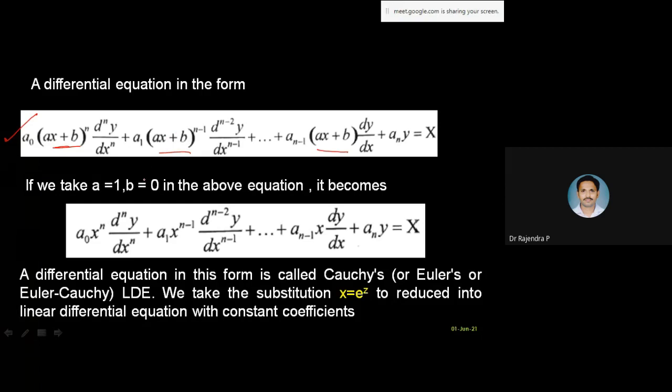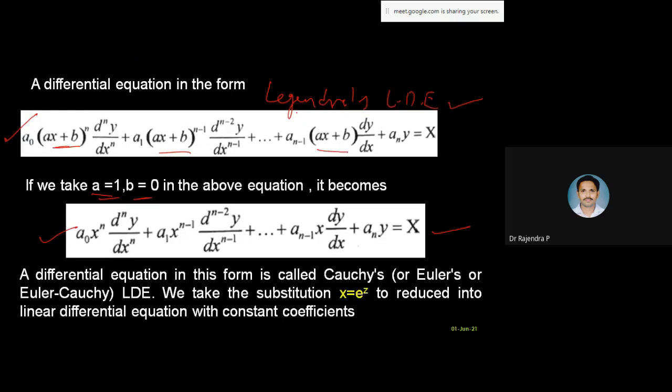In place of that, if a is equal to 1 and b is equal to 0, then I will simply get x power n, x power n minus 1, and it continues like that, up to x into dy by dx plus n of y is equal to x. So I get this particular differential equation. The first one is Legendre's linear differential equation.